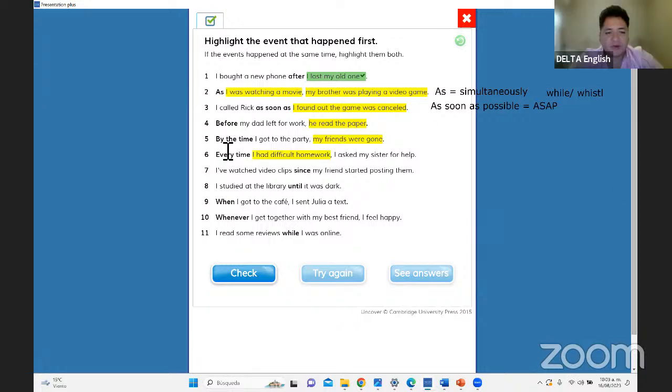Okay, exactly. So what is the meaning of every time? Cada vez. Exactly. También se puede utilizar every single time. Every single time, como para enfatizar el cada vez, every single time or every time, you can use both.